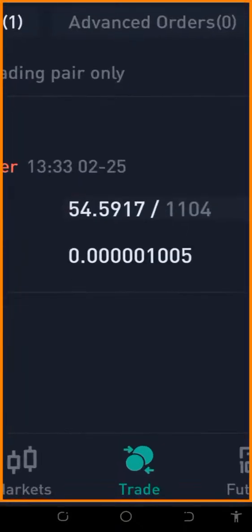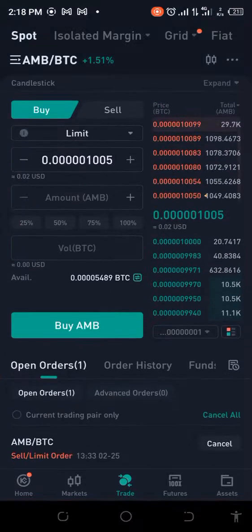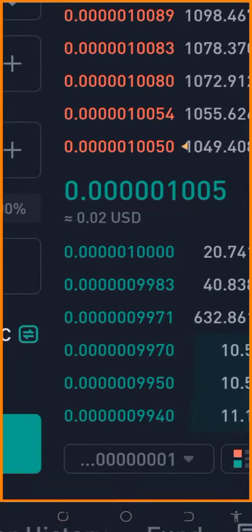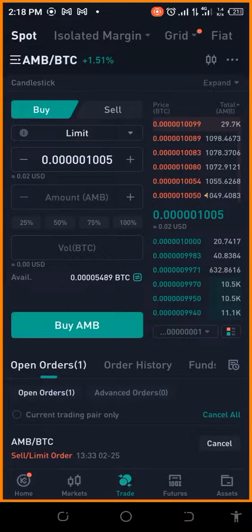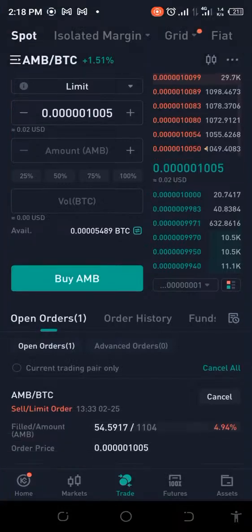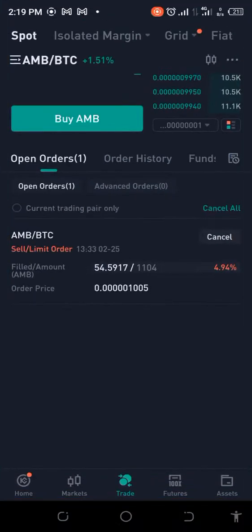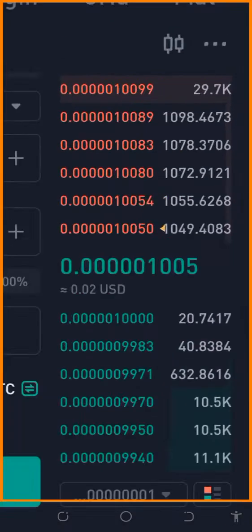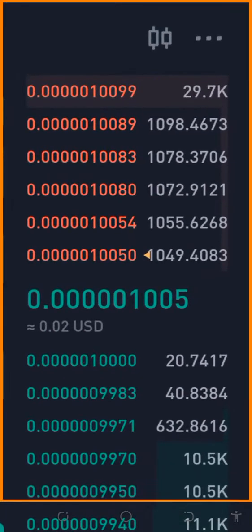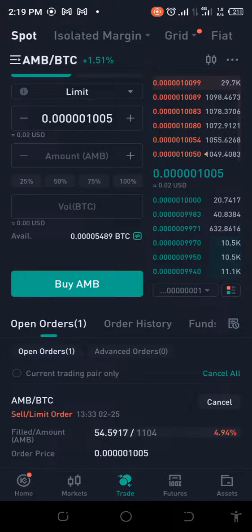Okay, right now it's at 0.0001005. So it's moving up. And as we can see here, part of it has already been sold. So we have 54.59 out of 1104 already sold at that price. If I were going to go and pick any of these ones in the order book, we'll see that it's nowhere near what we want. So I just want to give you this update that currently we've sold part of it and we're waiting for the rest to be sold. The number that is left to be sold is this amount, 1049. So let's hope it does that quickly and then we get rolling. Okay, see you shortly.